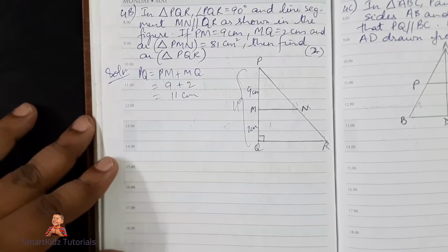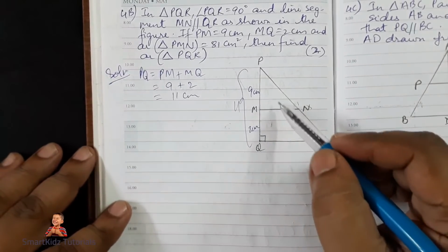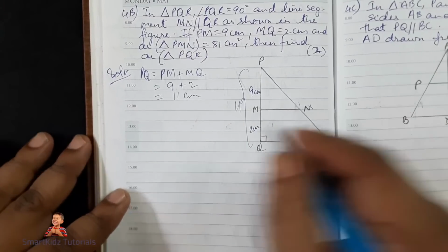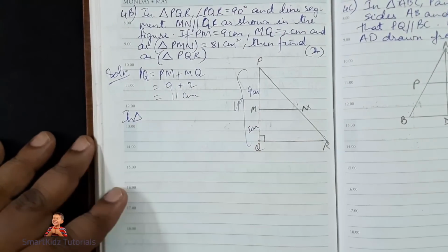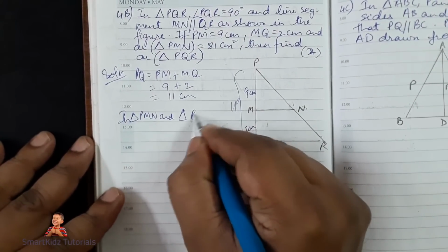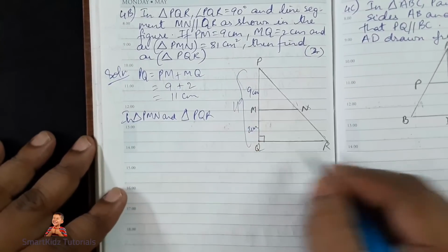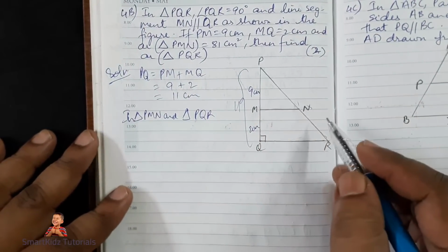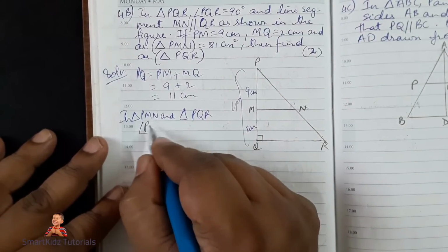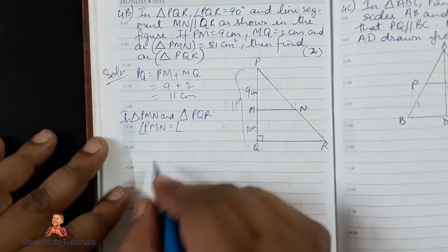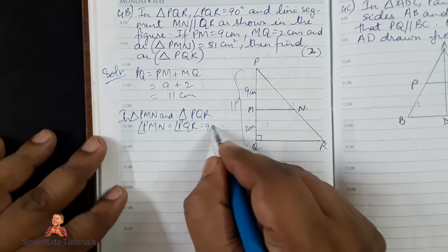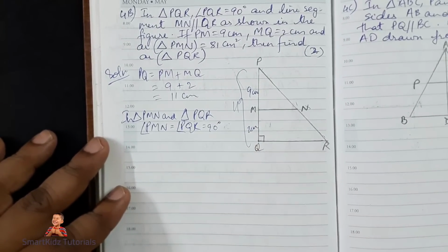Next, we'll prove that this small triangle is similar to this big triangle. So we say in triangle PMN and triangle PQR, okay? PMN and PQR. In both cases, we have angle PMN equal to angle PQR. They both have got to be equal to 90 degrees, okay, because we have been given this is 90 degrees.